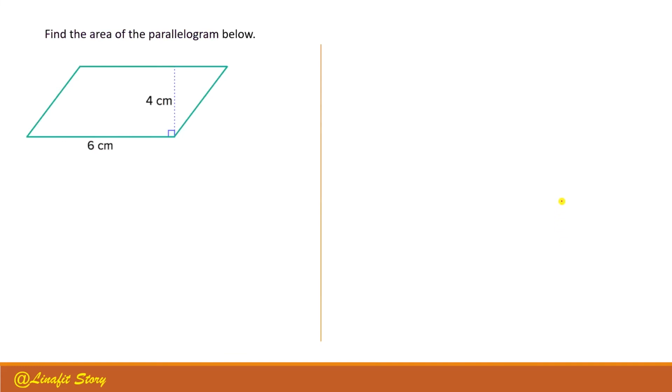Find the area of the parallelogram below. So the base is 6 and the height is 4. To get the area is base times height. 6 times 4 is equal to 24 square cm.